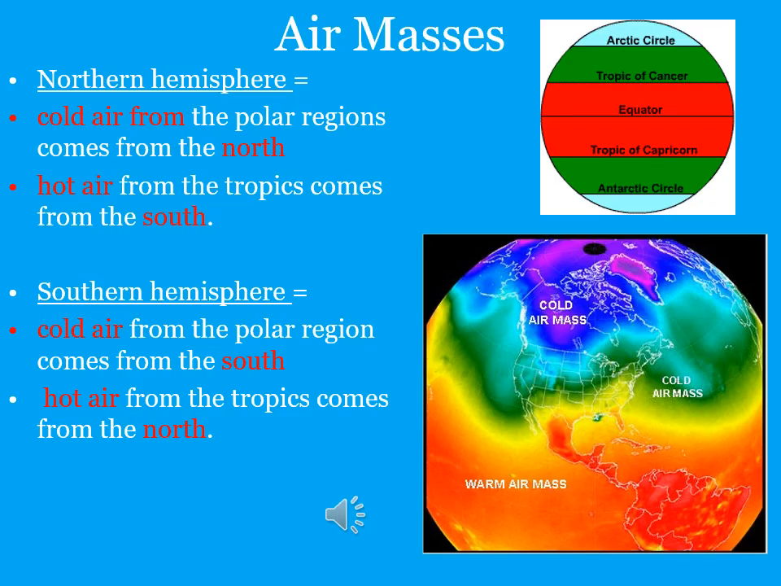Okay, so we're talking about air masses here. In the northern hemisphere, the cold air from the polar regions comes from the north, and hot air from the tropics comes from the south. In the southern hemisphere, it's the reverse. When we're dealing with climate, something very simple that you need to remember is that cold air wants to be warm, warm air wants to be cold. The same thing applies when we talk about air currents or ocean currents as well.